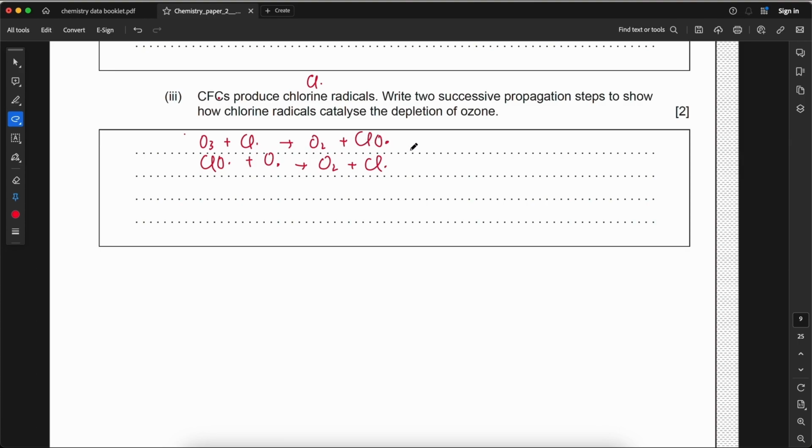So these are the propagation steps, or if you don't want to write this one, you can also write ClO plus ozone producing Cl radical plus 2O2. Both of them regenerate chlorine radical that will go on to catalyze the breakdown of more ozone molecules. So it keeps producing Cl radical, then it keeps reacting with ozone, producing ClO radical, and the reaction keeps going and going.